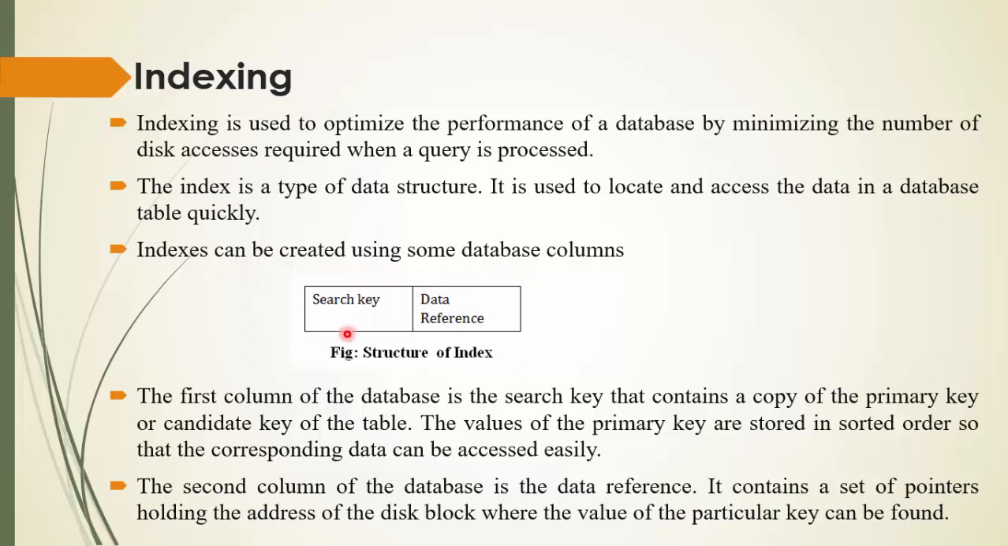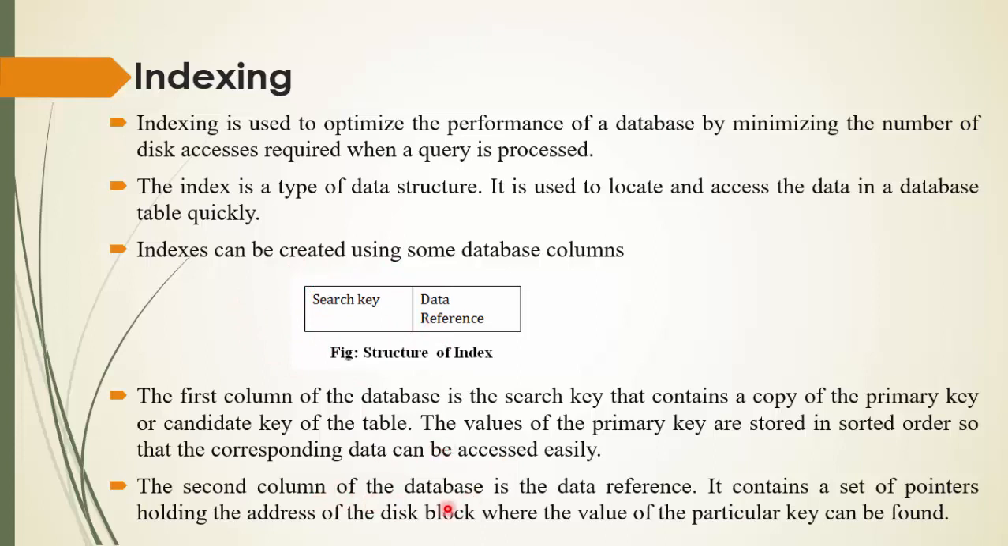So here in the diagram we have two columns. It is the structure of index. The first column is a search key, and the second column is the data reference. The search key contains a copy of the primary key or candidate key of the table. So the search key may be primary key or candidate key, and it must be in sorted order. The values of the primary key are stored in a sorted order so that the corresponding data can be accessed easily.